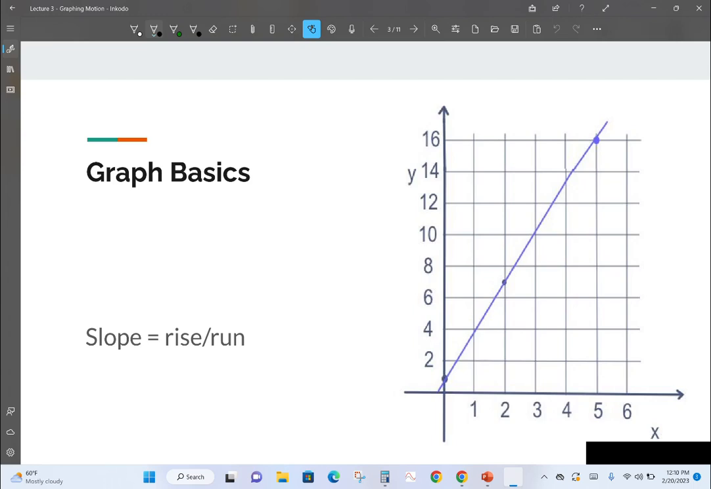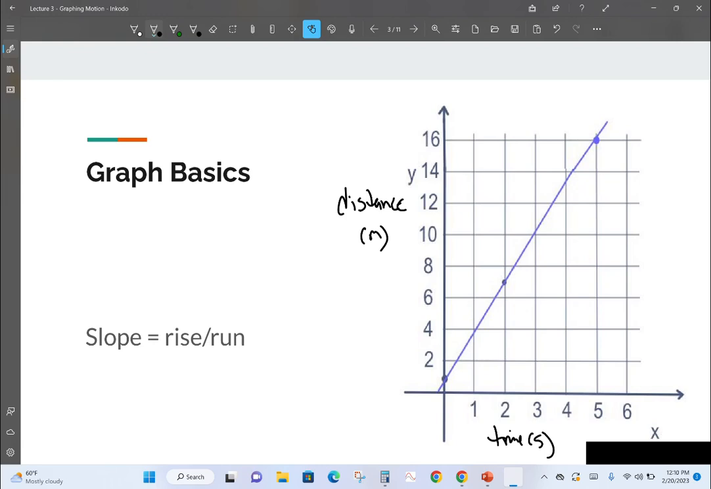Remember that when you make a graph, you'll have an X and a Y axis. They will have their own scale. And so let's say that this is distance in meters, and this is time in seconds.